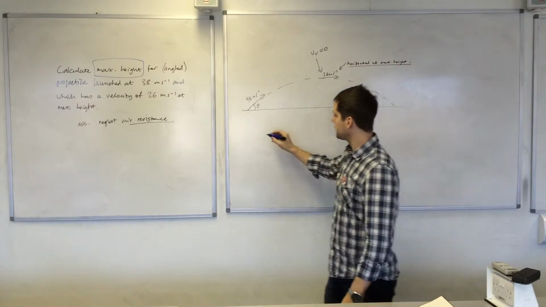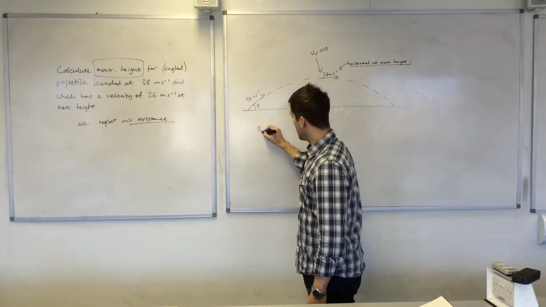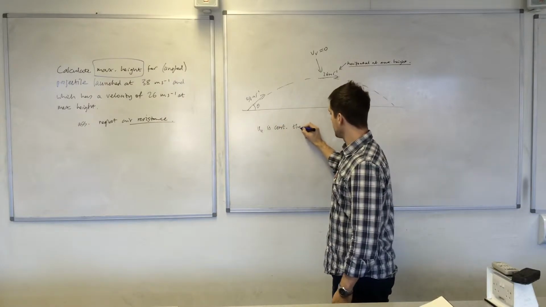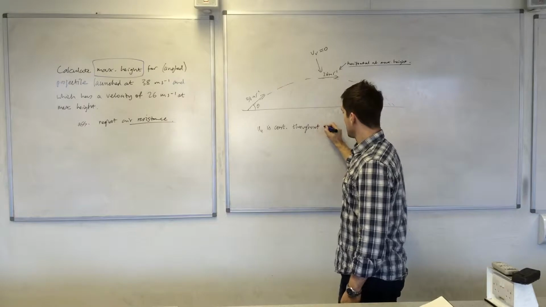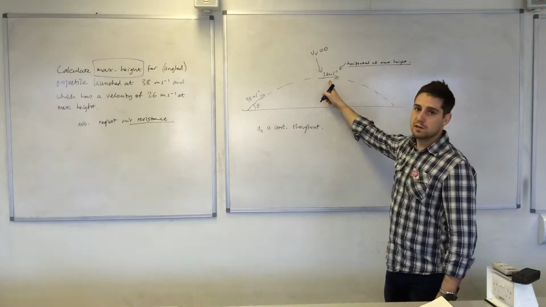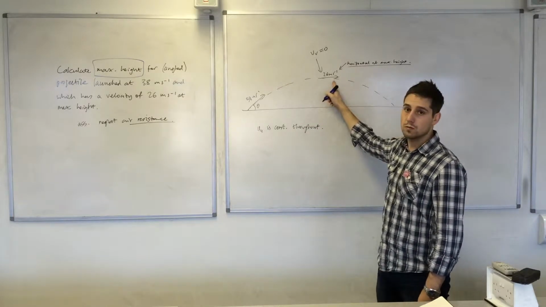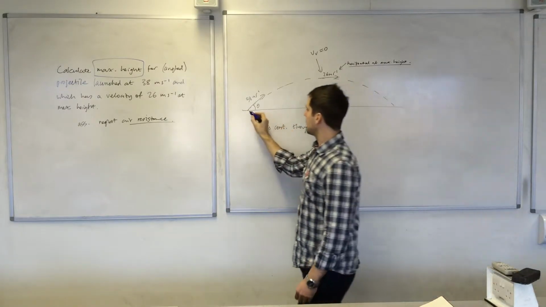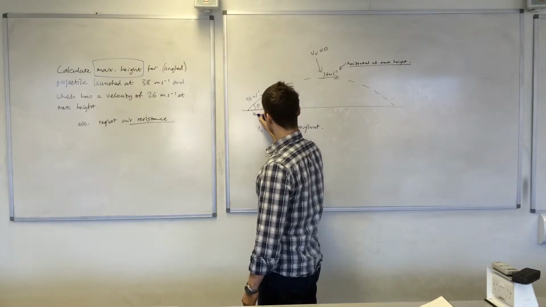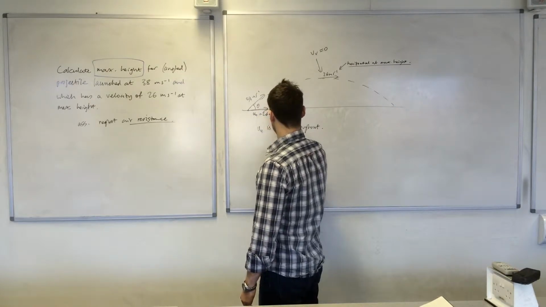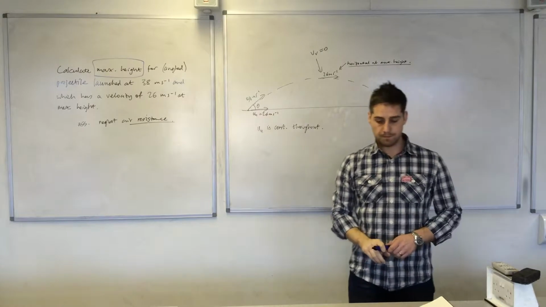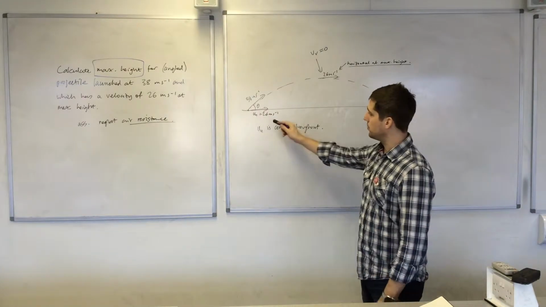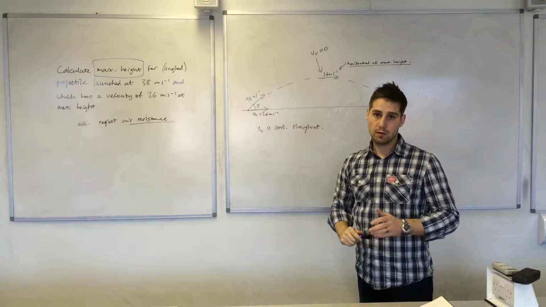So therefore, uH is constant throughout the flight. So this is horizontal, that's equal to the horizontal component at every step of the way, which includes at the start. So we can use that to find out what our angle theta is, and therefore the vertical component of the initial velocity.